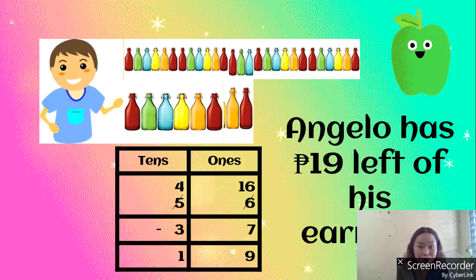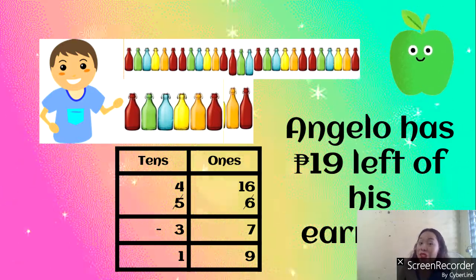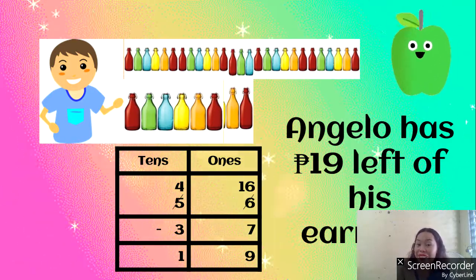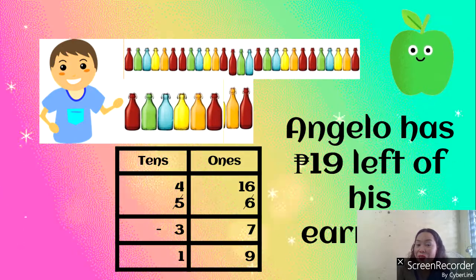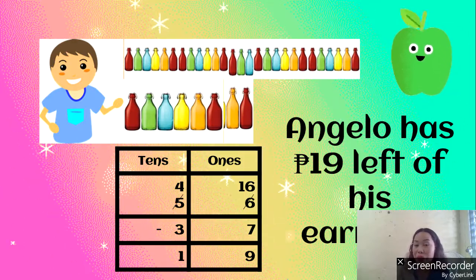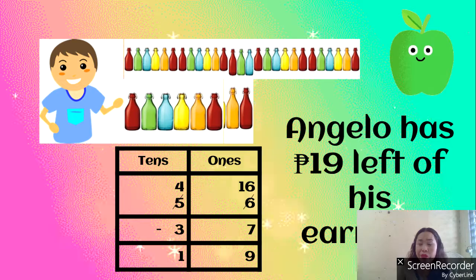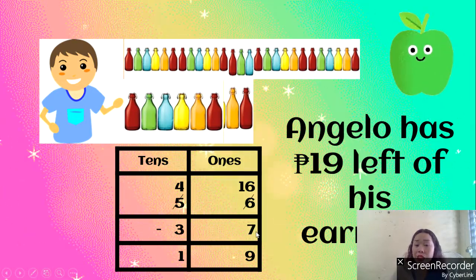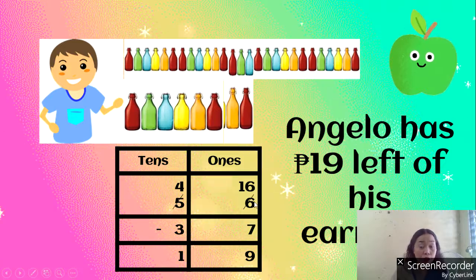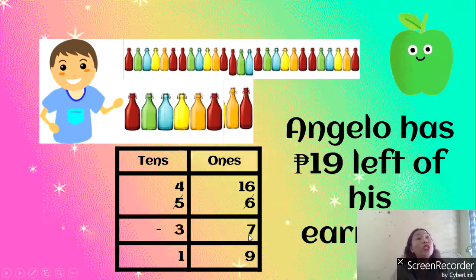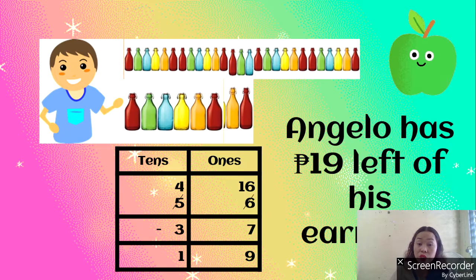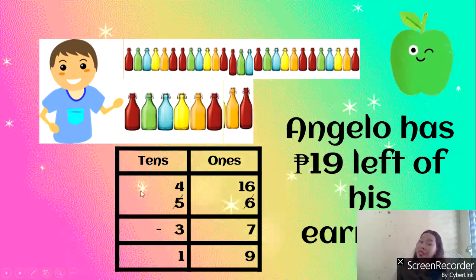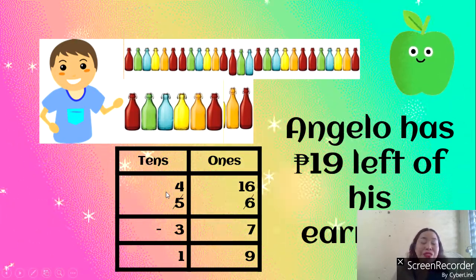Now, let's try to regroup 56 and minus 37. So, we have here 56 minus 37. So, as you can see, 6 is smaller than 7. Alright? 6 is smaller than 7. So, therefore, we could not subtract 7 from 6 kasi kukulangin siya. So, ang ginawa natin, i-regroup natin si 56.